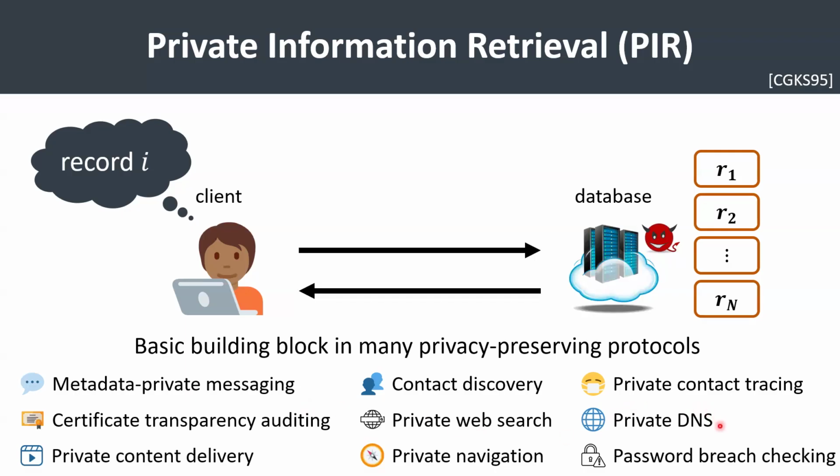There's also been proposals of using PIR to do things like certificate transparency auditing. So if you want to check whether a certificate that you received is deposited in a certificate transparency log, you want to do that without revealing, let's say, your browsing habits to the server. One of the proposals for that is to use private information retrieval.